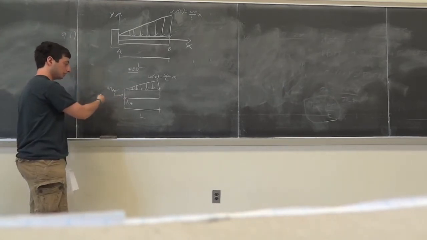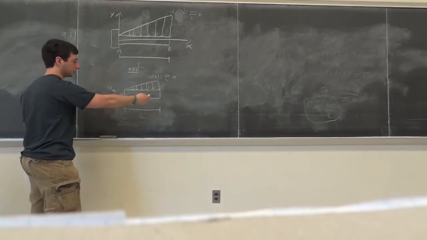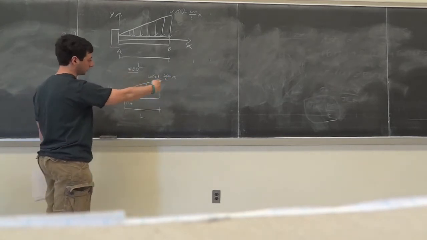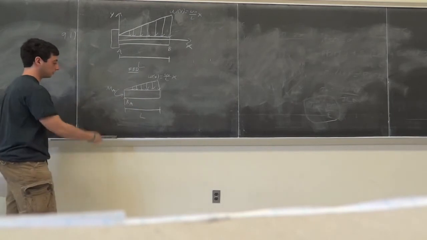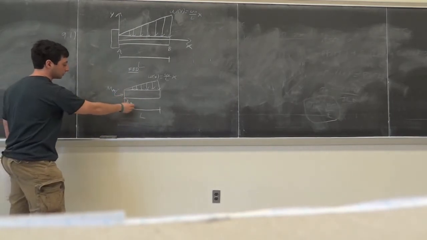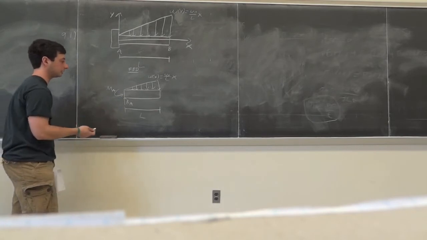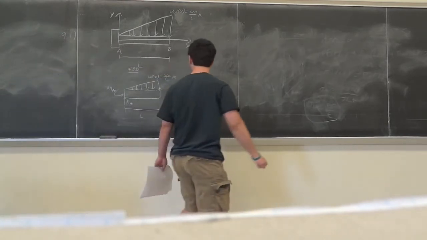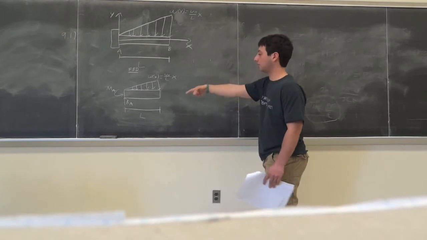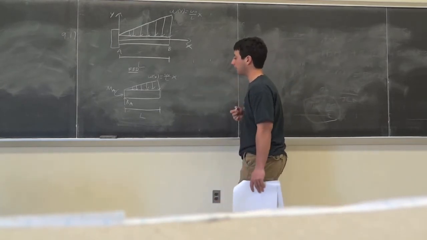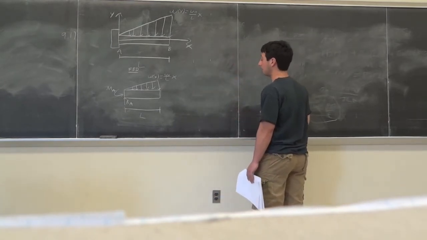Notice there's no horizontal force, because there's no force on this beam anywhere going in the horizontal direction. If you called these RAY and RAX, you'd notice RAX is 0, so I didn't even bother drawing it. So let's find those reactions: the moment at A and the reaction R at A.